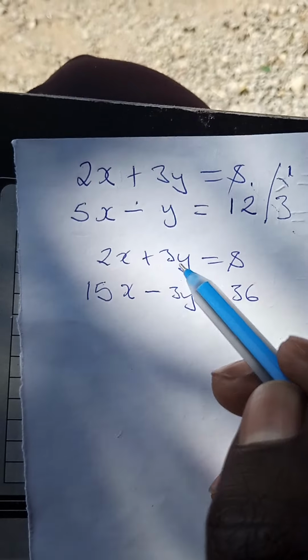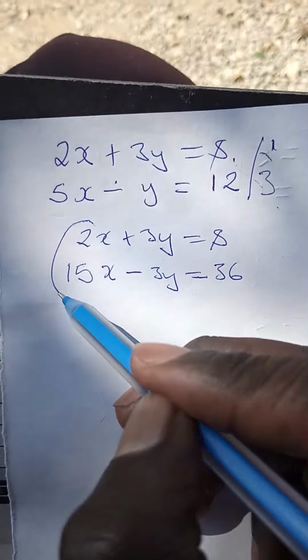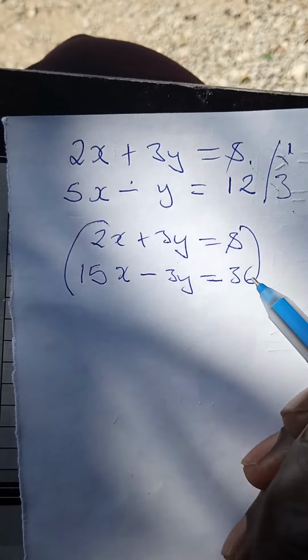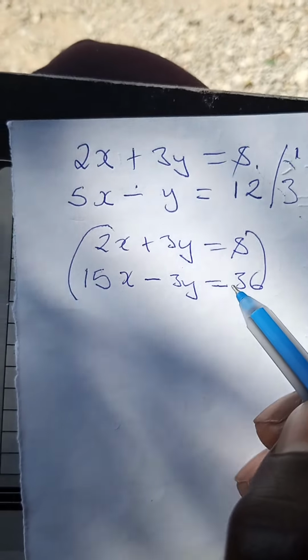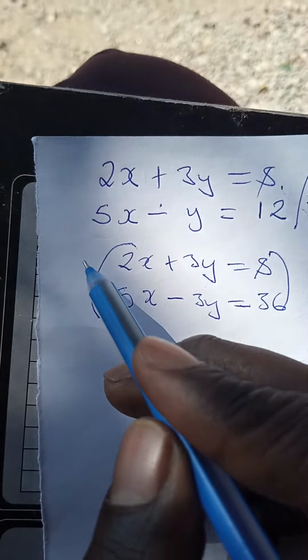And then we can see now that y has the same coefficients, and then it's just a matter of killing one variable. We remove one variable from it, and that one will be y. So which sign will you use? The sign that can remove y here is positive. So you say positive.